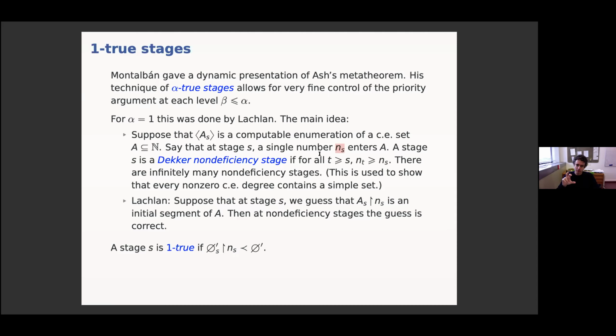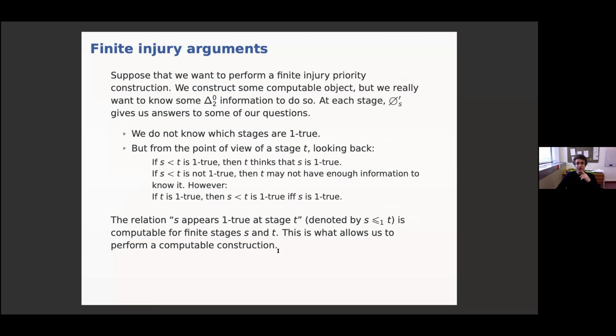So if I just restrict my claims about what zero jump is, I can get many stages at which I will be completely right, and because these numbers eventually go to infinity as the stages get later and later, I will claim more and more, and at each one of those true stages, I will be correct. So a stage is one true if my restricted guess at stage S as to what zero jump is is actually completely correct. And then I can apply this to do finite injury priority arguments.